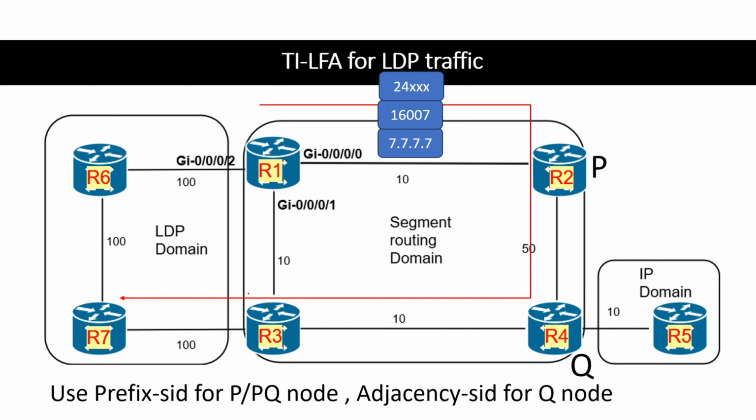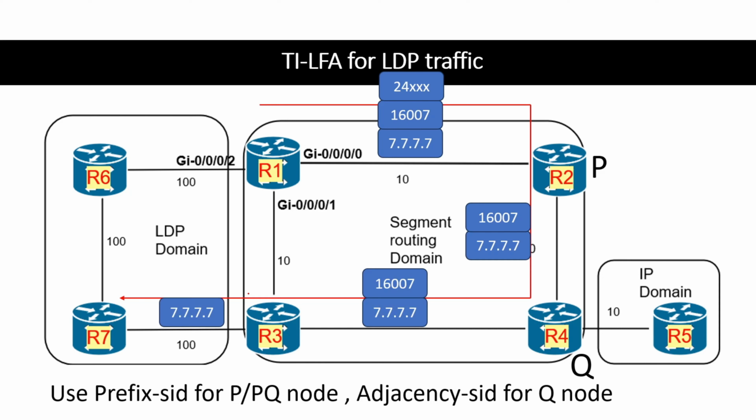But in this scenario, R2 is directly connected to R1, so it will be the implicit null for that, and it's not going to push any extra label on top of that. R2 will remove the adjacency-sid label, which is assigned for its adjacency towards R4, and then R4 is just swapping the 16007 with the same label 16007. R3 will do the implicit null and is going to forward the packet to R7.